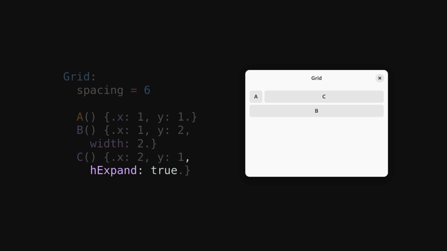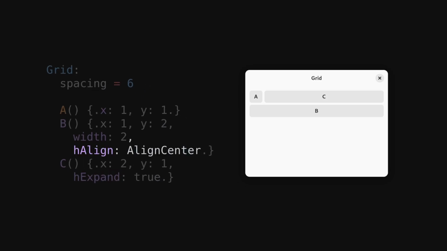Just like the box widget, you can use h-align and v-align to align the child within its allocated area. We can set the h-align of B to align center to center it. The grid widget itself also has fields for setting the spacing between columns and rows.